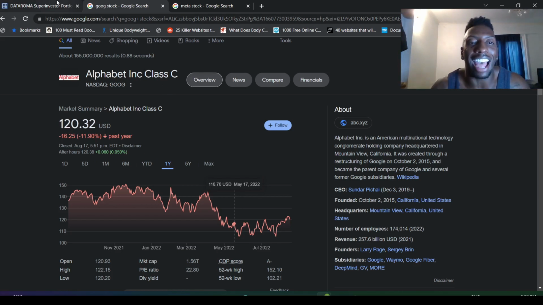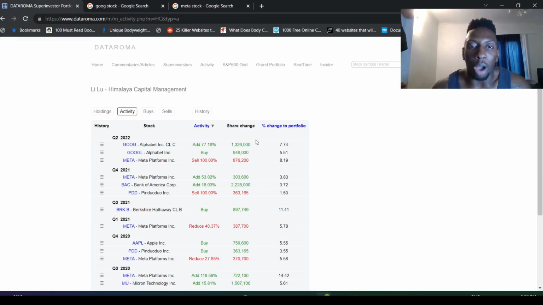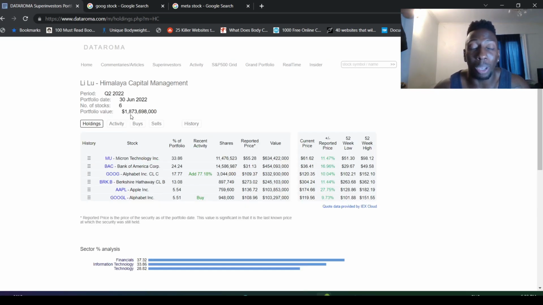So let's look at all the activity that Li Lu did. Li Lu bought a lot of Google this quarter. He got 7% of the C shares, and then he got the regular shares at 5% of his portfolio. His holdings is 1.8 billion, and this is just the American side of it. We know he has a lot of international stocks in China, everywhere else. People are saying he has like a $20 billion portfolio. So this 1.8 is not really significant in the grand scheme of things. He has a way bigger portfolio than this. So keep that in the back of your mind when you're seeing a 5% position of his portfolio. It really isn't 5%. But still, we're going to see the activity.